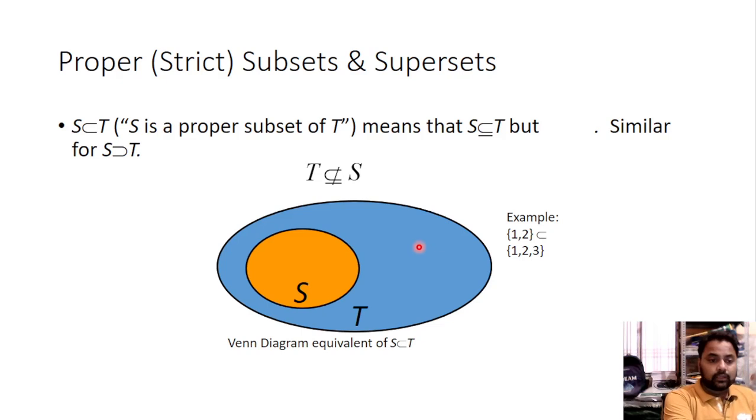Here you can see the blue areas. All the elements that lie in the blue areas are outside S, so T is not a subset of S. For example, {1,2} is a subset of {1,2,3} because the two elements 1 and 2 are in the first set. So we can say {1,2} is a subset of {1,2,3}, and in the Venn diagram S is a proper subset of T.